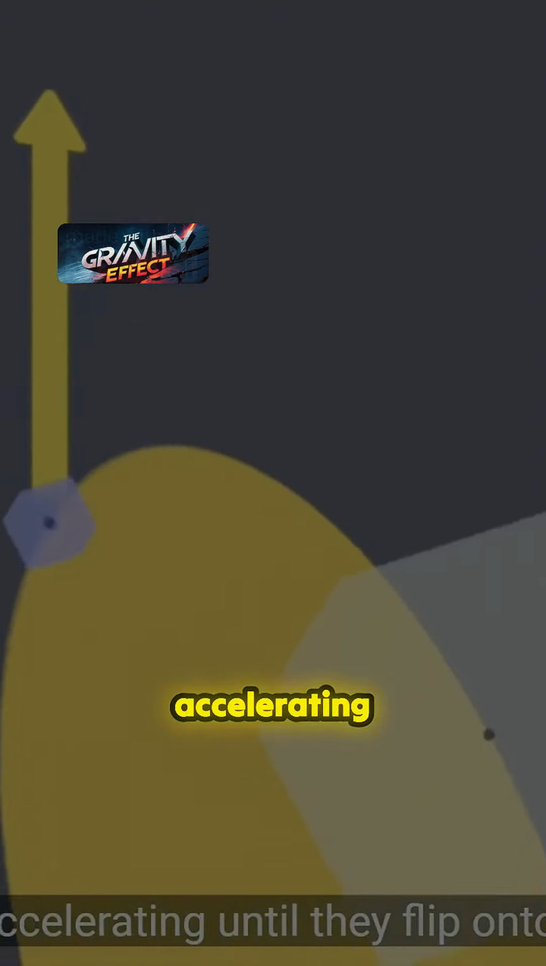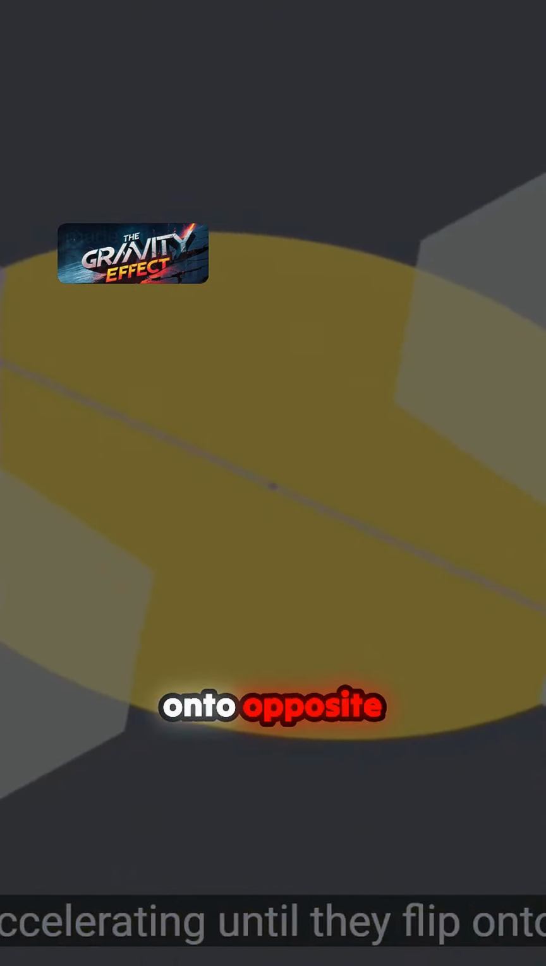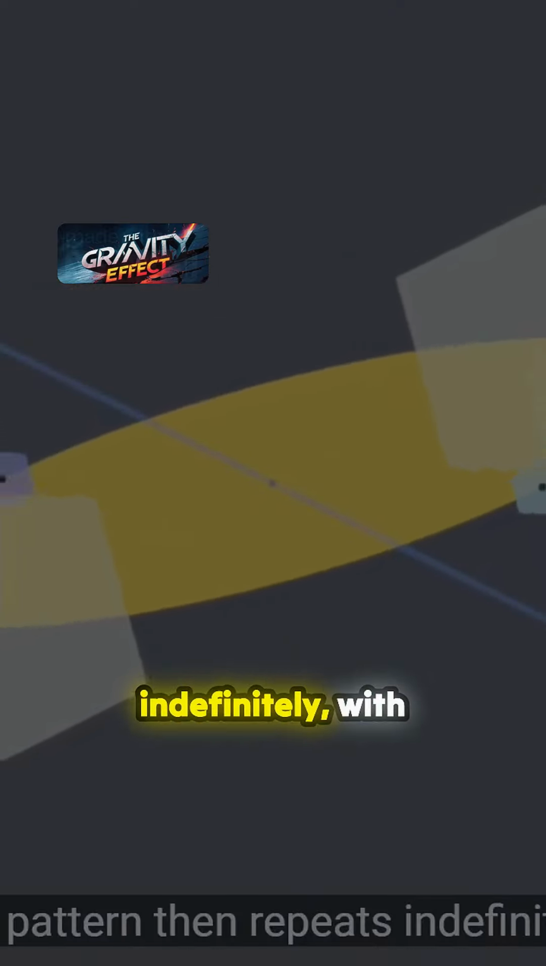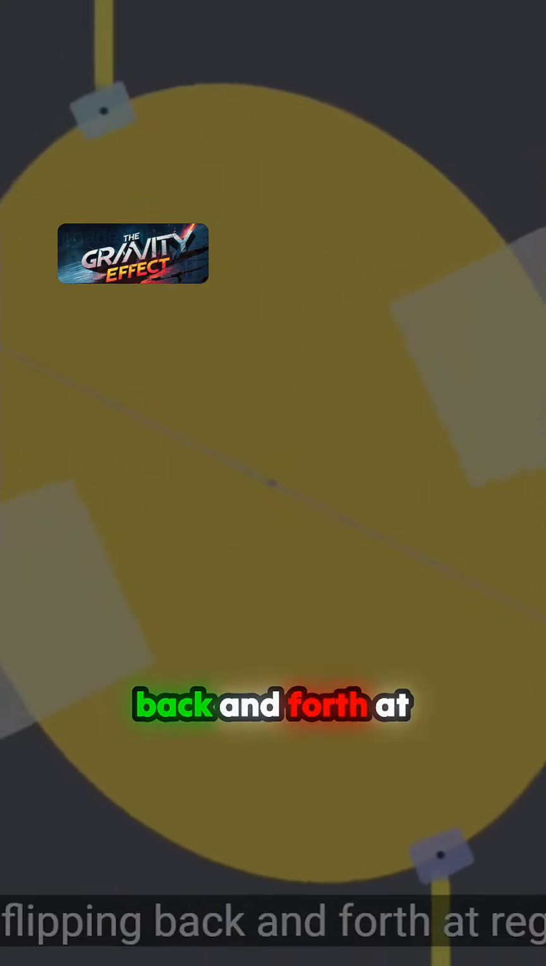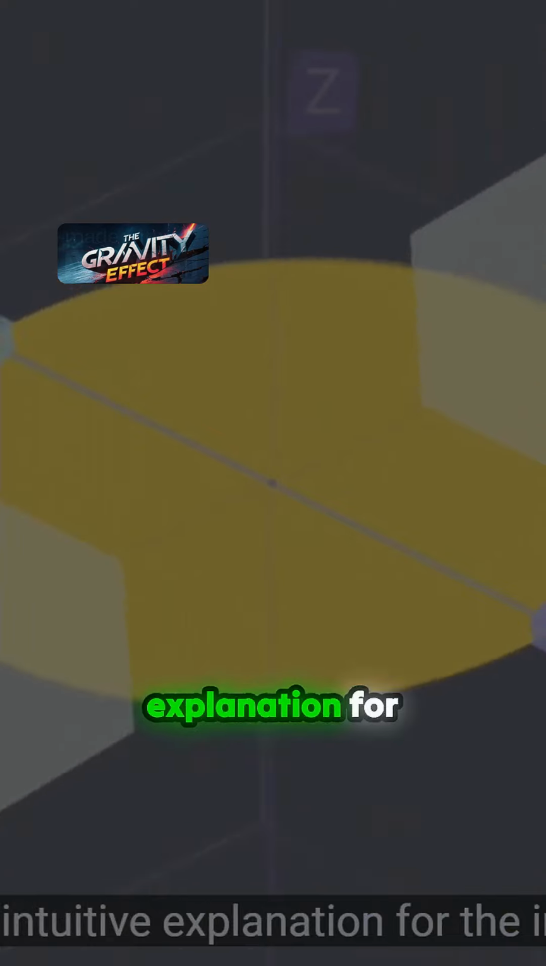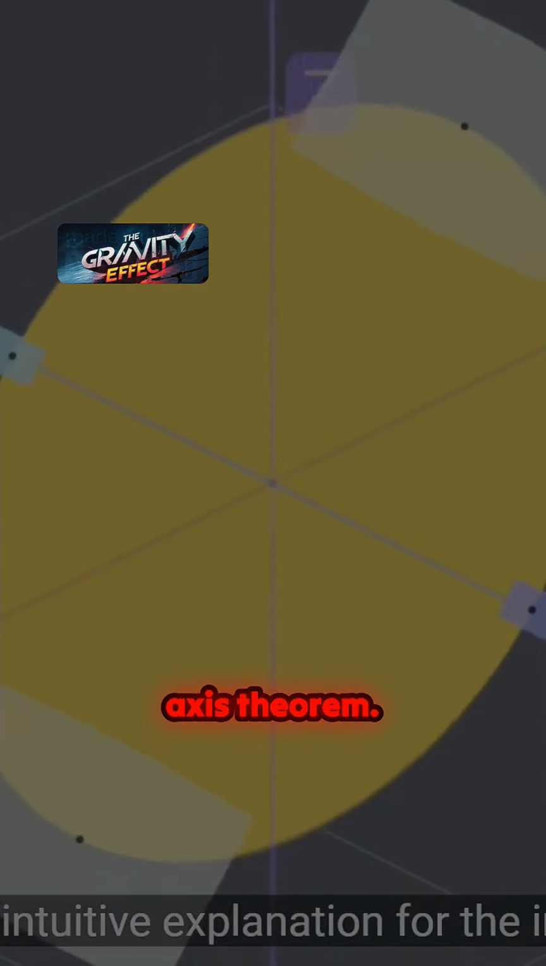And they keep accelerating until they flip onto opposite sides. The pattern then repeats indefinitely with the disk flipping back and forth at regular intervals. And there you have it, an intuitive explanation for the intermediate axis theorem.